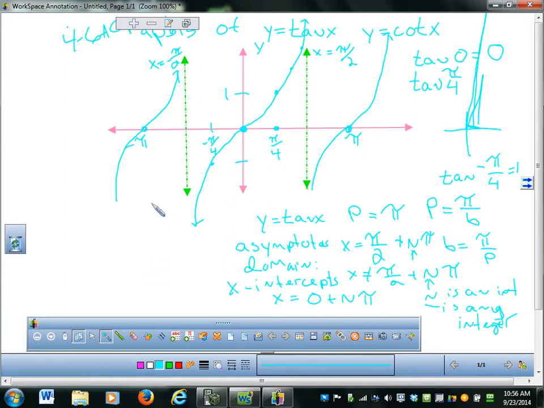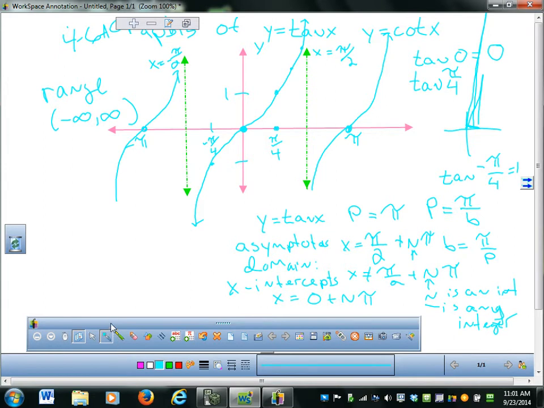Okay? The range, what's the range? How high or low can tangent go? The range goes from negative infinity up to positive infinity, with curvy brackets on the ends, because it goes on forever.